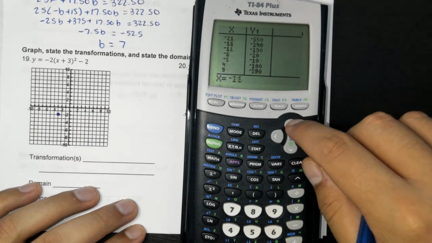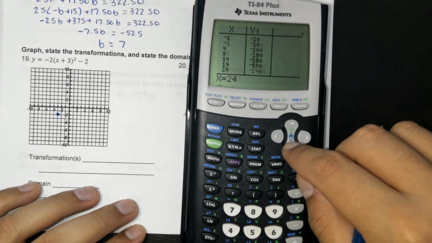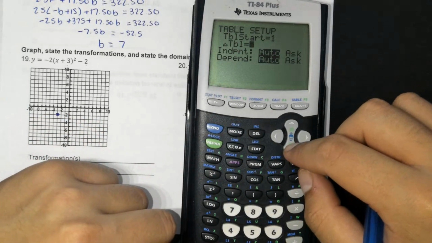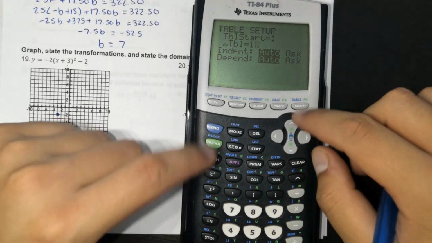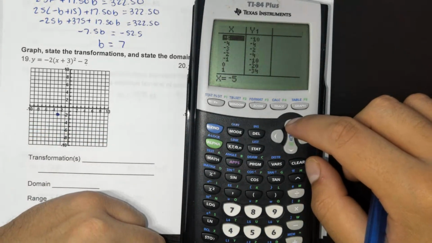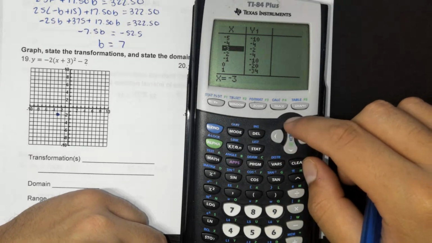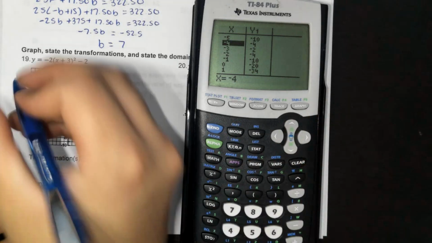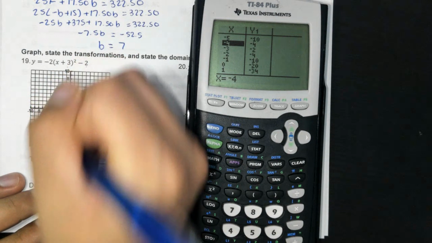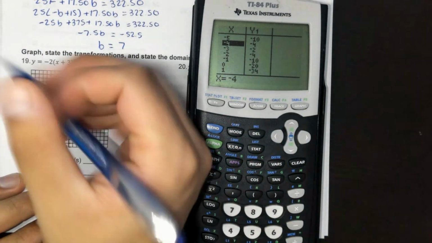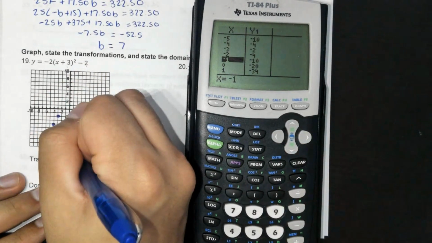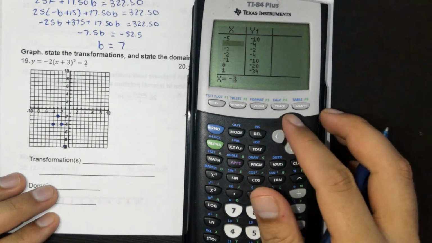Alright, let's locate the vertex that we had. Oh, let me fix this. There we go. So we got -3, -2, then we got -4, -4. And we got -2, -4. And then we got -1, -10. And we had -5, -10.